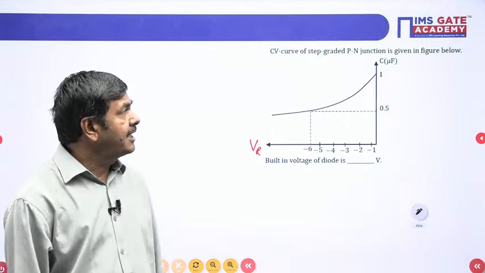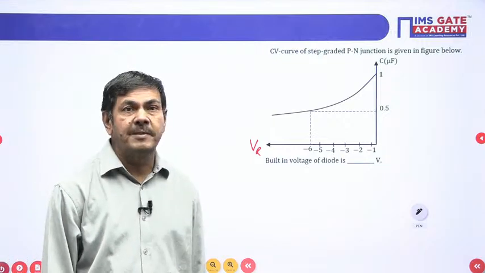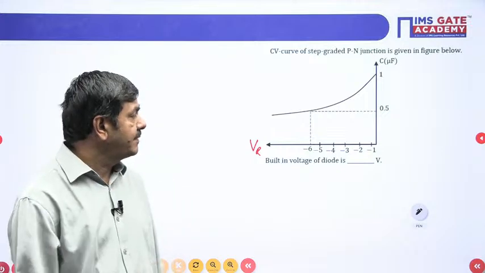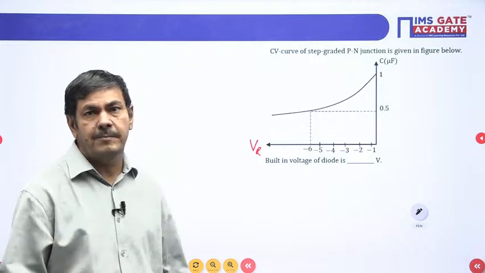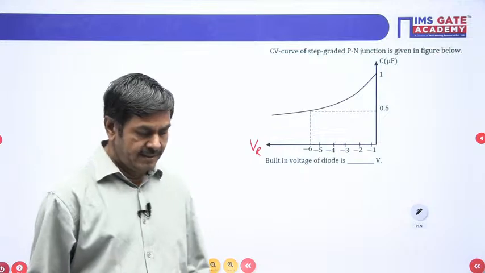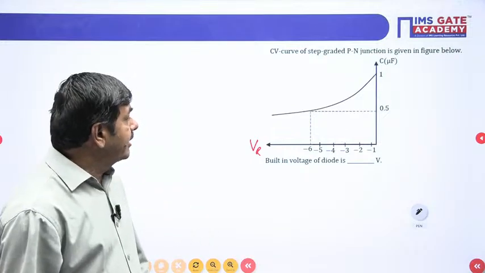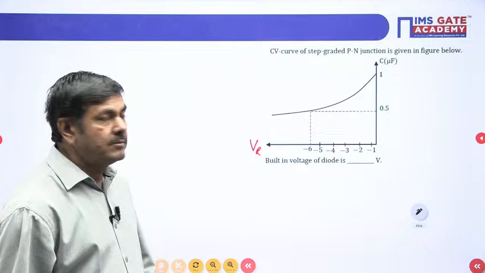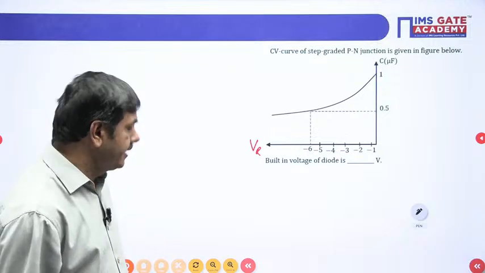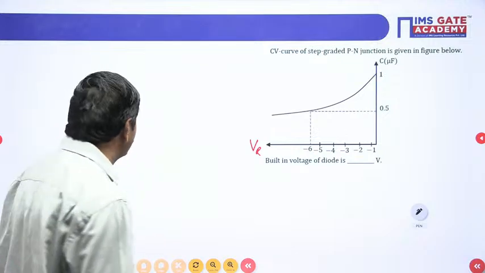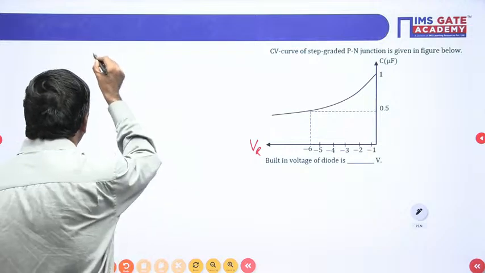Reverse voltage is given to the PN junction diode, which means junction capacitance versus reverse voltage is given in the problem. Nothing more than that. But we are required to find the built-in voltage of the diode. How to get the built-in voltage? The built-in voltage is generally calculated like this.